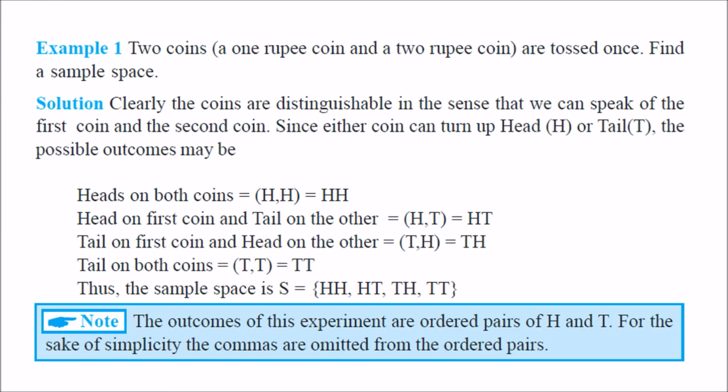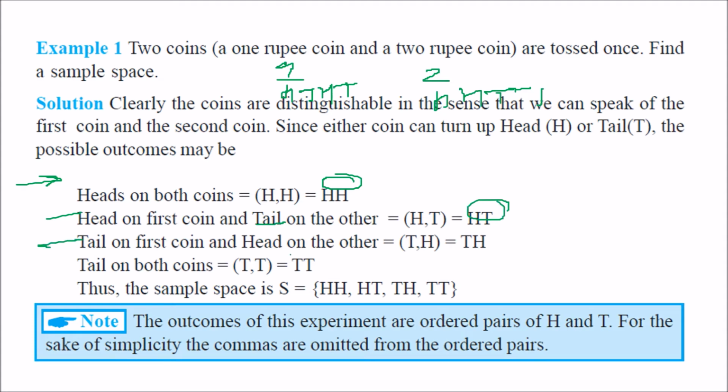Take an example. You have 2 coins, say a 1 rupee coin and a 2 rupee coin. They are tossed at once. And these are distinguishable because a 1 rupee coin is quite different from a 2 rupee coin. When we toss them, head may come here, head may come here. Tail may come here, head may come here. Head may come here, tail may come here. Or both may be tails. So the possibilities are heads on both coins, head on the first coin and tail on the other coin, that is HT.